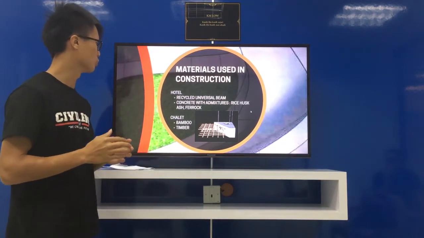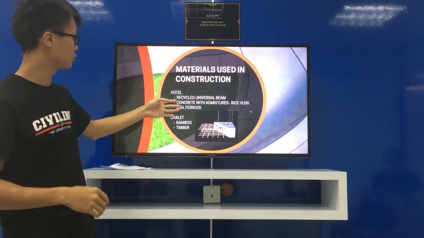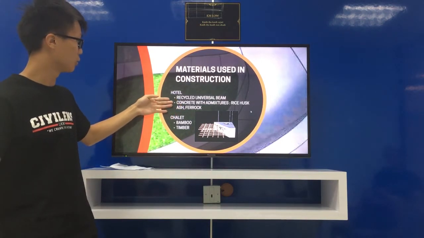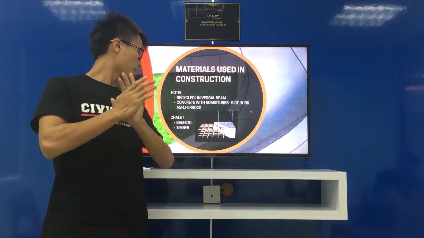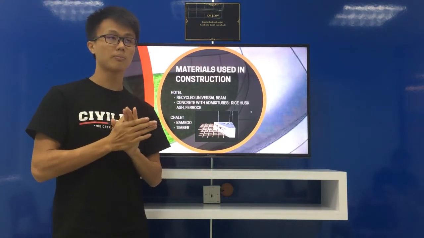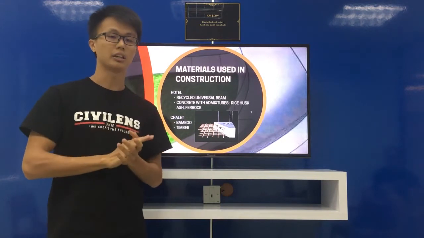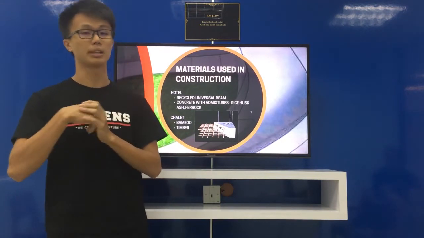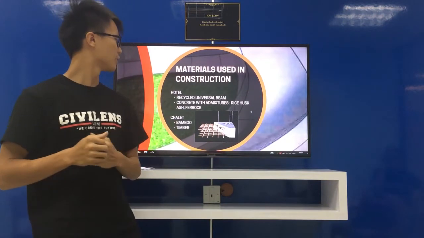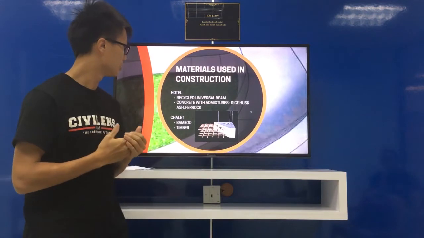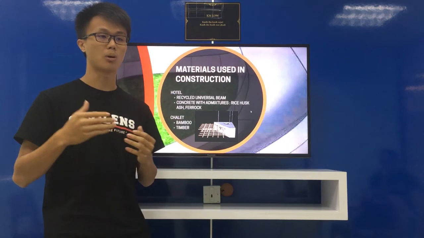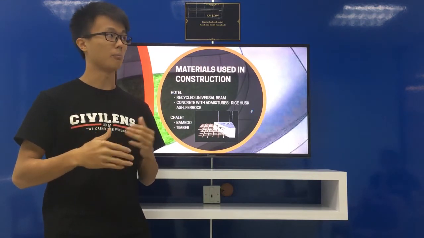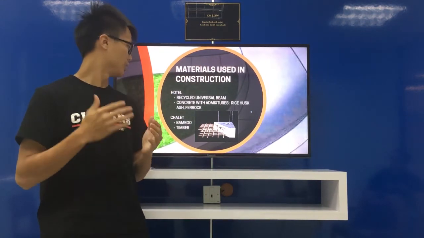Let us move to the construction of our hotel. We are going to use recycled universal beam and also the rice husk ash and the ferrule. For the recycled universal beam, why do we use recycled universal beam as our construction material in the hotel? First, for the environmental factor, remodification of a used universal beam requires much less energy than making a new universal beam.